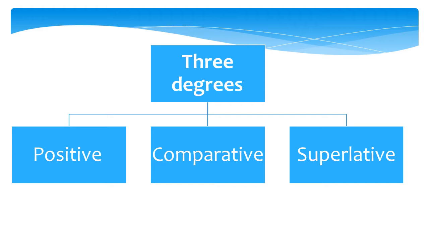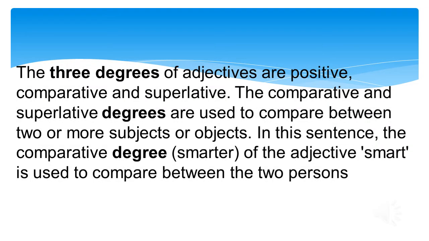There are 3 degrees of comparison. They are positive, comparative, and superlative degrees. The comparative and superlative degrees are used to compare between two or more subjects or objects. In this sentence, the comparative degree smarter of the adjective smart is used to compare between the two persons.